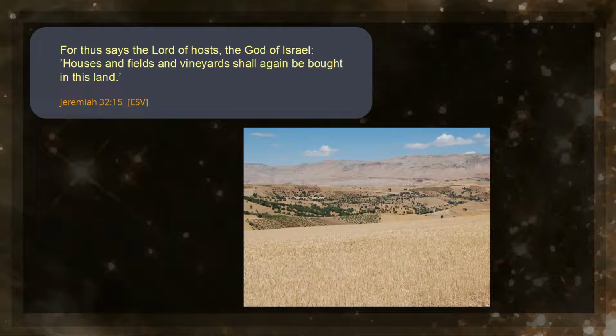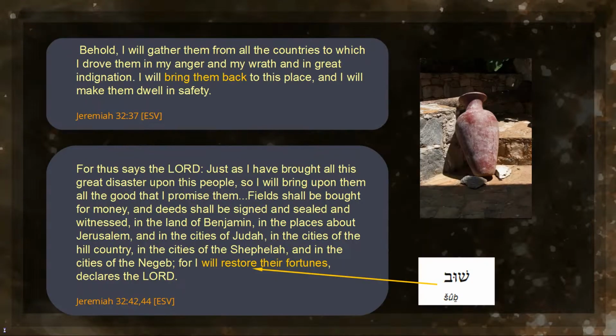The reason given is, "For thus says the Lord of hosts, the God of Israel, houses and fields and vineyards shall again be bought in this land." Jeremiah 32:15. During a siege, no one could enter or leave, and the future of the people of Judah indeed looked grim. Even Jeremiah couldn't understand how it would be possible that the property he had just purchased would do him any good. He asked for understanding from God.